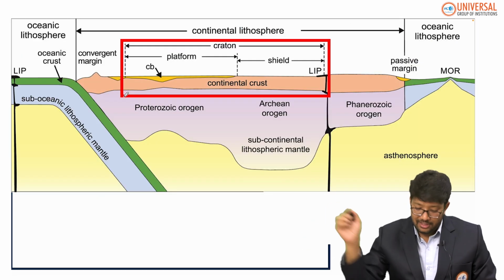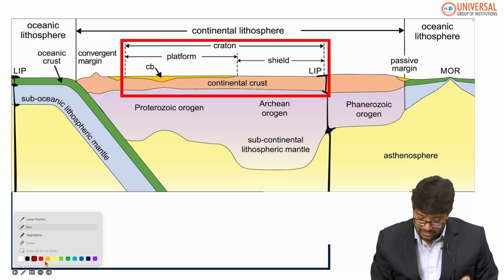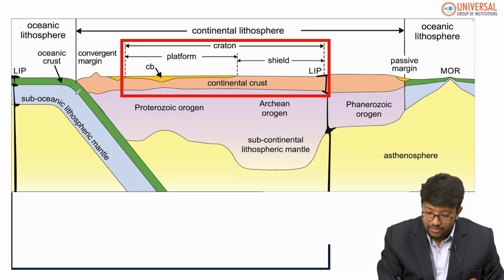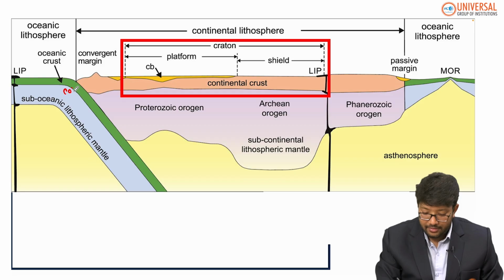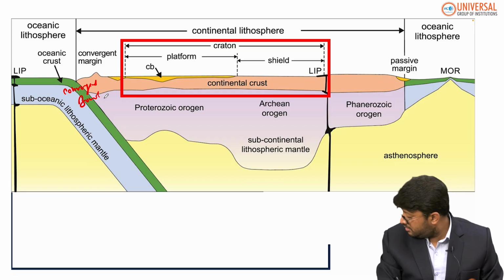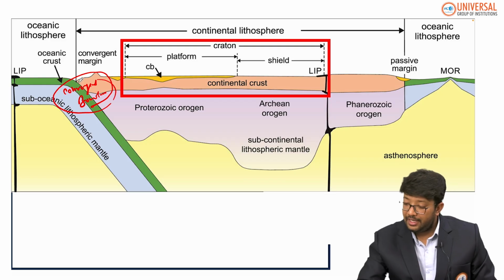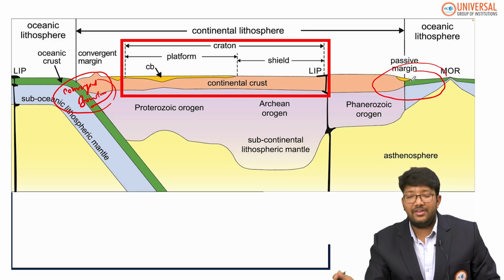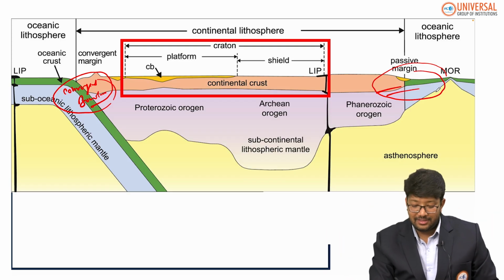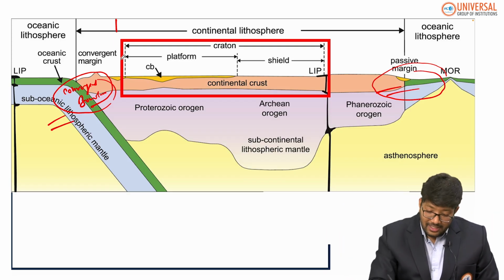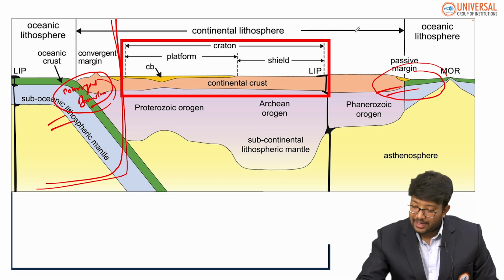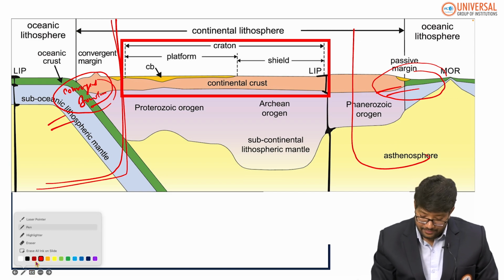So craton means, see this diagram very carefully students. Which boundary is this? This is a continental convergent boundary. This is our convergent boundary. So these are called active margins. These are passive margins. When two plates are moving apart, that is called a passive margin. This is an active margin. So all these things are happening in the left and right direction. What about this one? What will you make out of this?